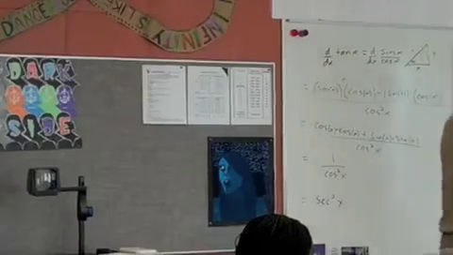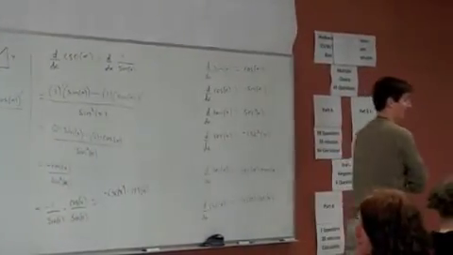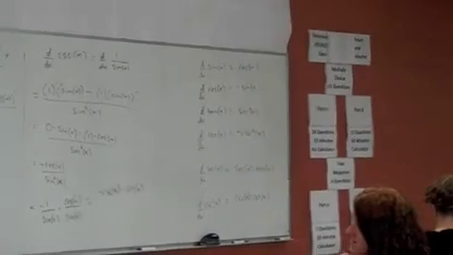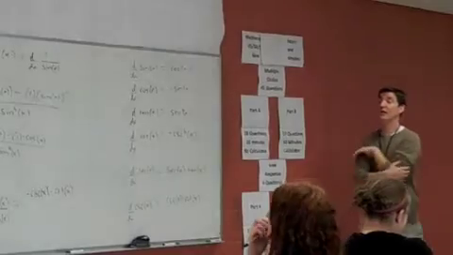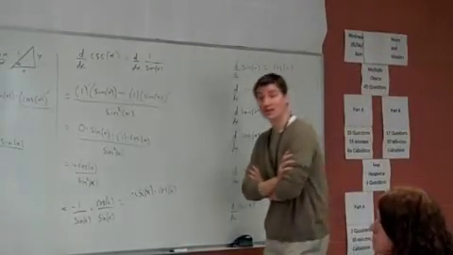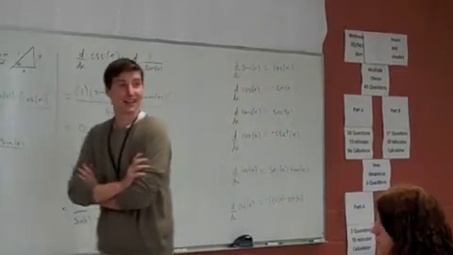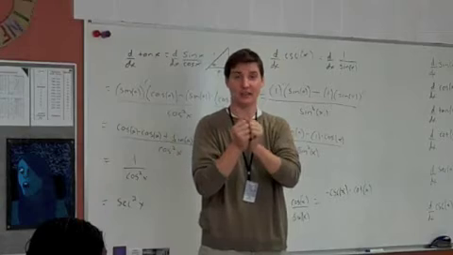What's the derivative of cosine? Negative sine. What's the derivative of tangent? Secant squared. What's the derivative of cotangent? Negative cosecant squared. What's the derivative of secant? Secant tangent. What's the derivative of cosecant? Negative cosecant cotangent. Everyone with their eyes closed, as loud as you can.